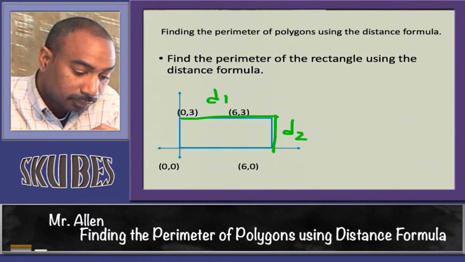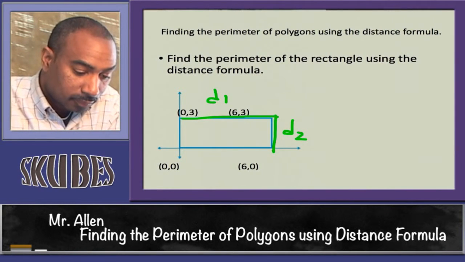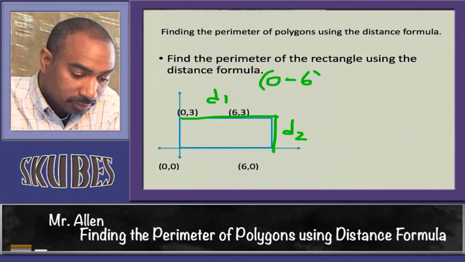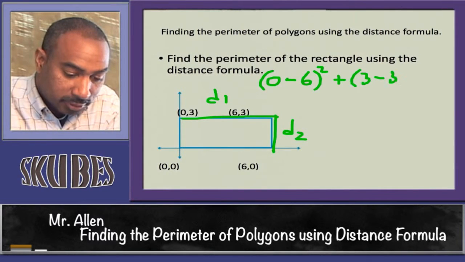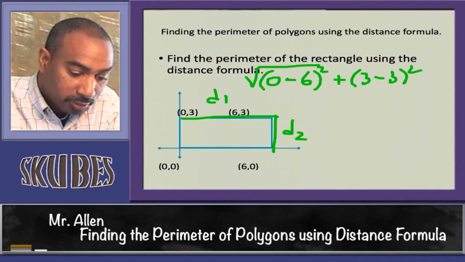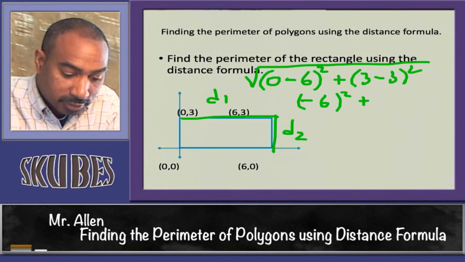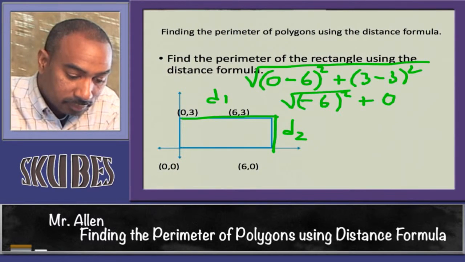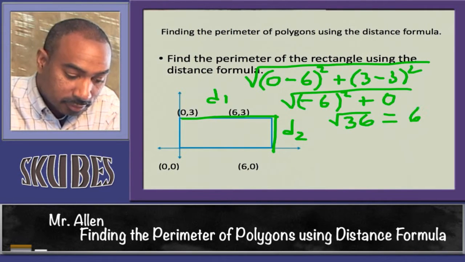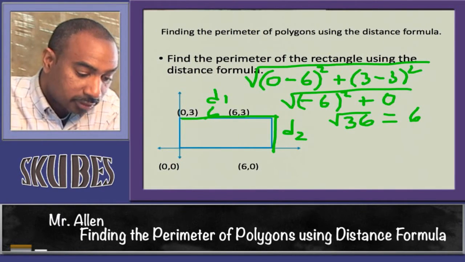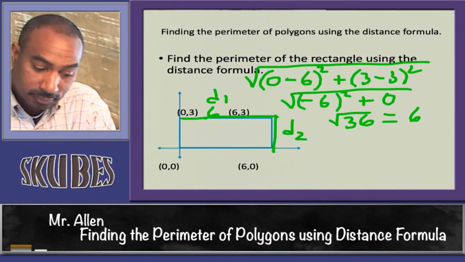All right, so I could say 0 minus 6 squared, 3 minus 3 squared. This is all over the square root. So you have negative 6 squared plus 0. This is 36. The square root of 36 is 6. So this side has a distance of 6.